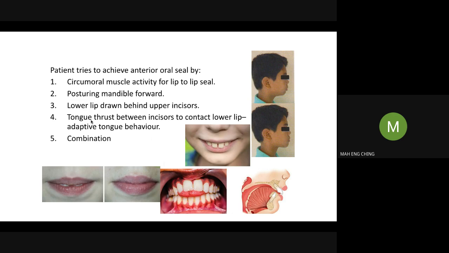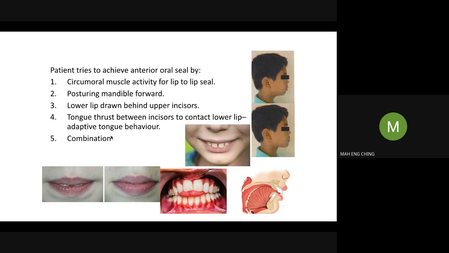It can also be due to tongue thrust between the incisors, then contact with the lower lip. That's called adaptive tongue behavior. The normal tongue posture should be behind the upper incisor, on the palatal surface. But because this patient is trying to achieve the oral seal, tongue thrust can happen. Tongue thrust means the tongue comes between the upper and lower incisors, and by doing that they create an anterior open bite. The patient can achieve the tongue seal by pushing the tongue forward. So it can be a combination of all this.